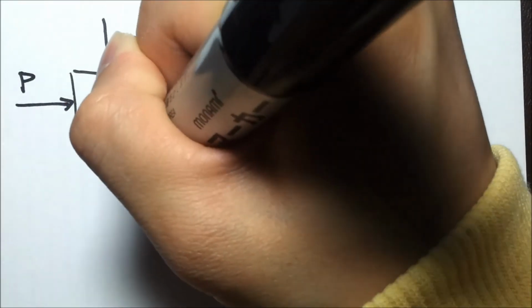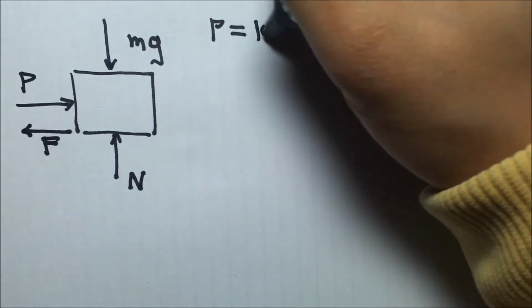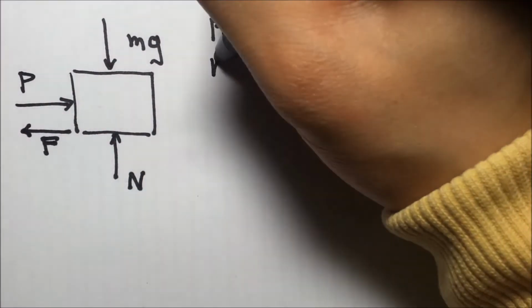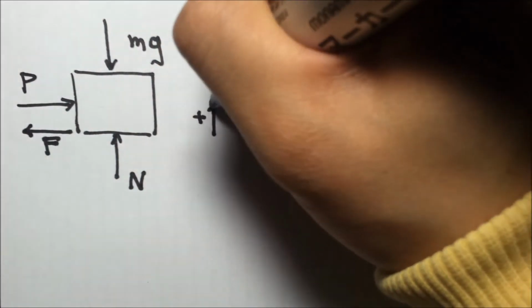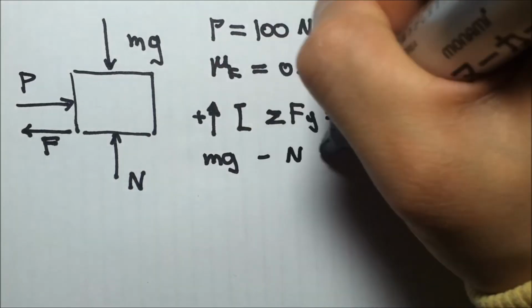Let's do a question on this. P equals 100 newtons, mass equals 10 kilograms, the coefficient of kinetic friction equals 0.5. Find its acceleration. What's the acceleration?